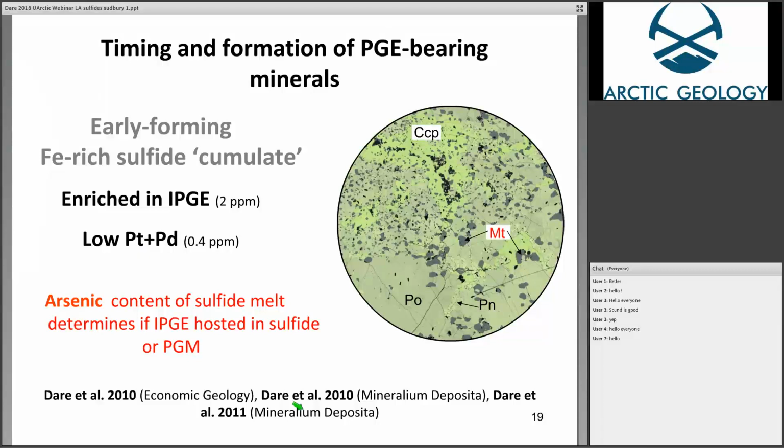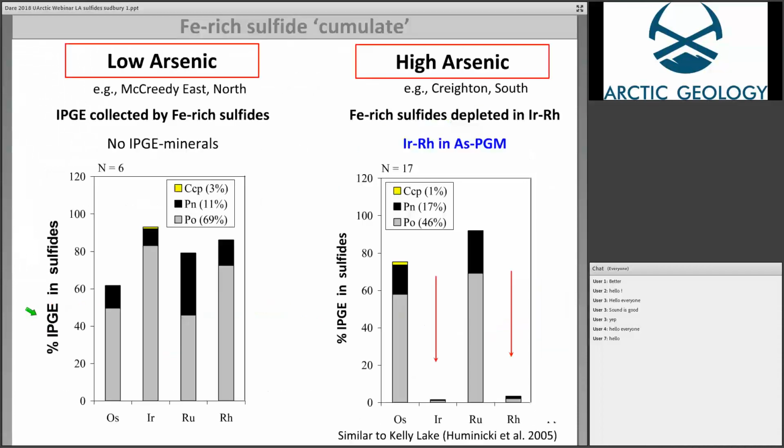This talk is based off my papers, essentially, that are listed here. If you're interested in more details, I'll just try to give you highlights during this talk. So for these early forming iron-rich cumulates, I really want to try and highlight the importance of arsenic content of the sulfide melt, which is due to whether your footwall contains arsenic or not, contamination, in determining where the IPGE are hosted in the sulfides or in the platinum group minerals.